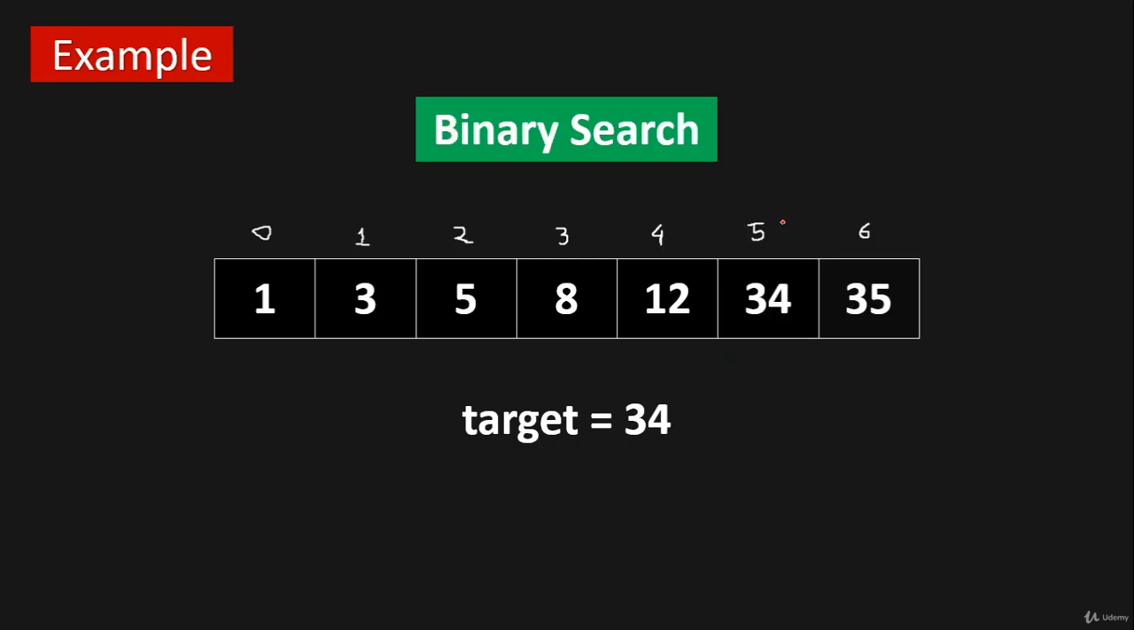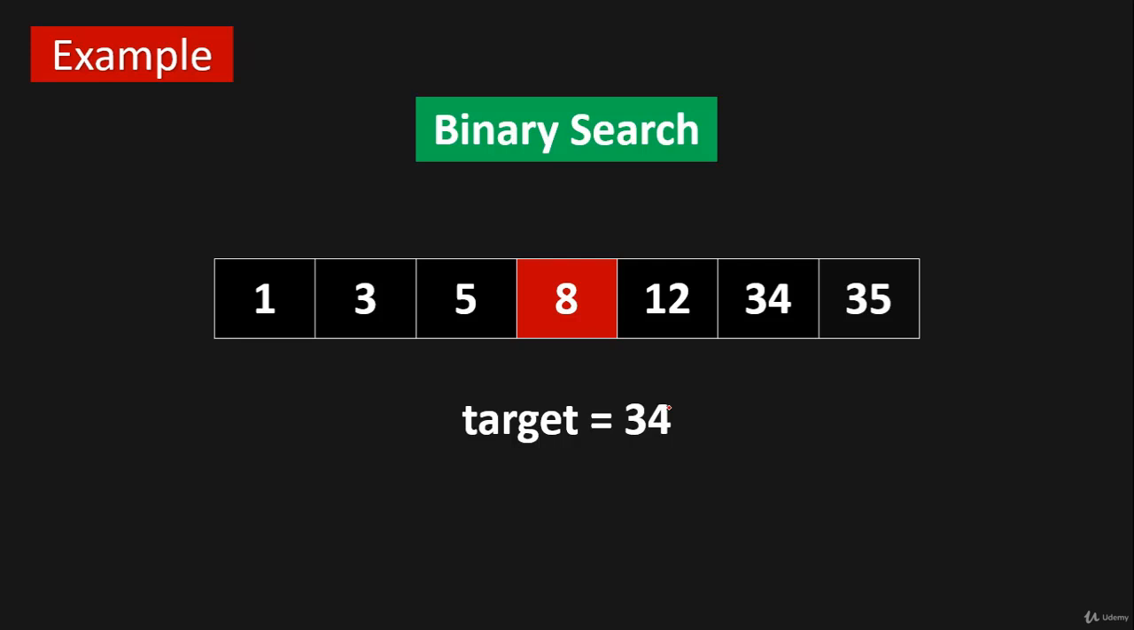Okay, now we're going to talk about binary search. Our target is 34. Now we have to search this target in this array in logarithmic time complexity. Don't worry about logarithmic time complexity, we'll talk about it in detail. First, we're going to find the middle element in this array. The middle element is 8. Now our goal is to check, does 8 equal the target? No. Now we're going to check, is 8 less than the target?